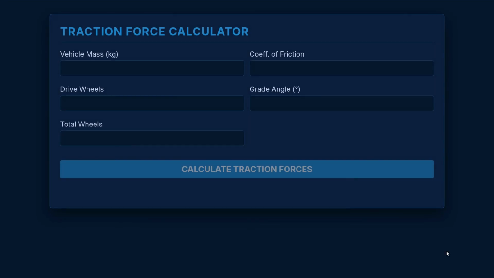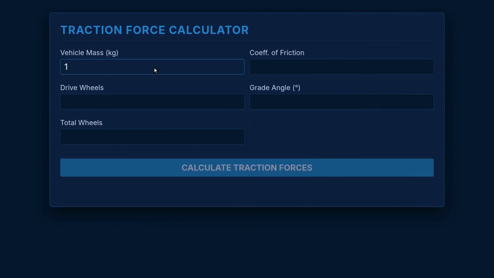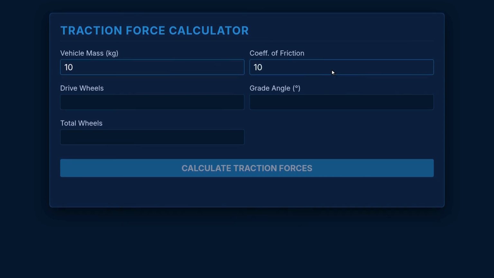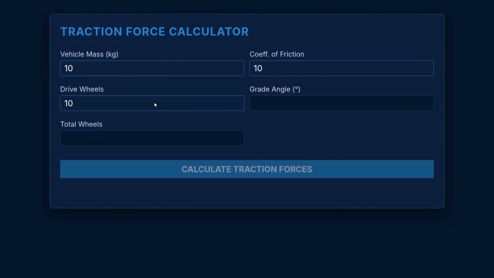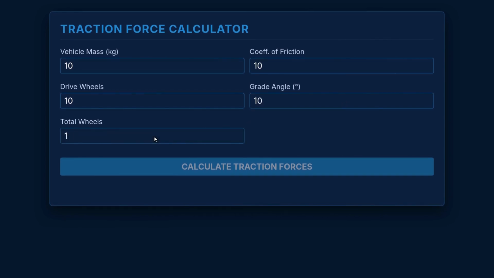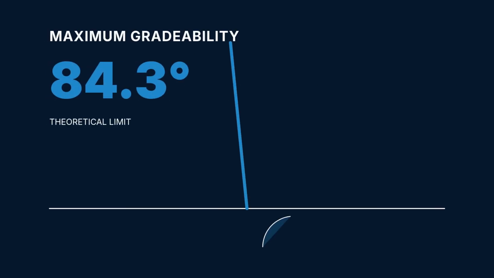Let's work through an example. With a vehicle mass of 10 kilograms, coefficient of friction of 10, number of drive wheels at 10, grade angle of 10 degrees, and total number of wheels at 10, clicking Calculate Traction Forces gives us these results. The maximum traction force is 966.1 newtons. The maximum gradability shows 84.3 degrees, indicating the steepest slope this configuration can theoretically handle.